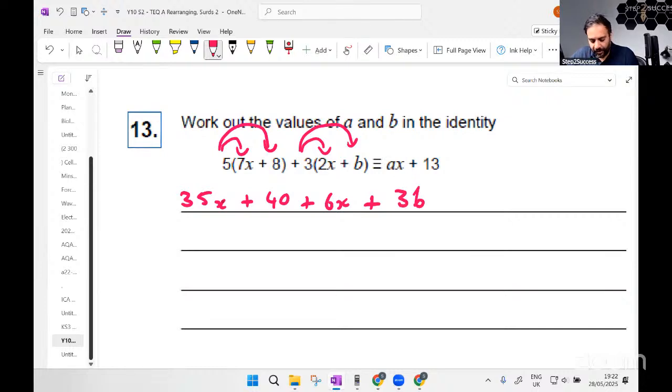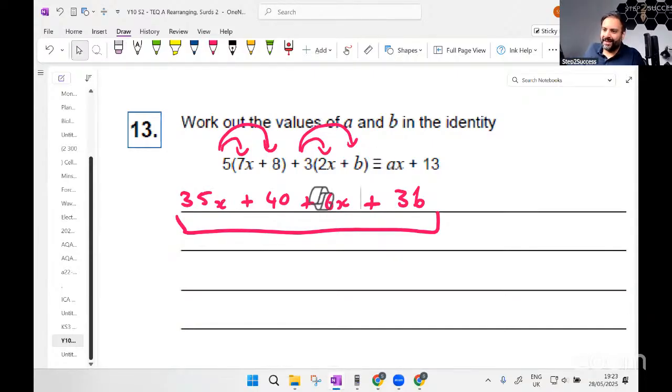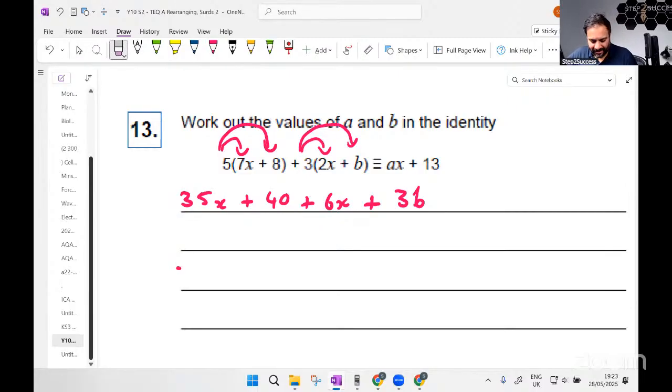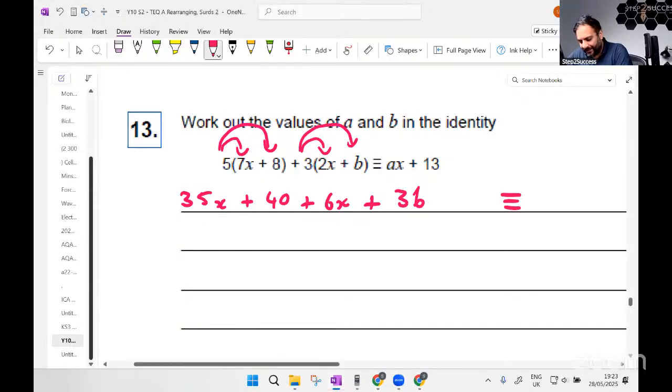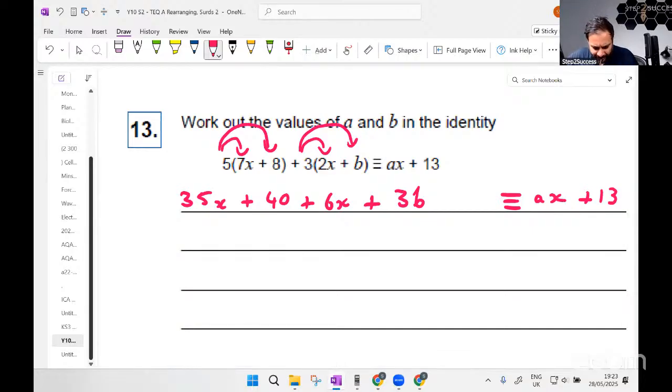Okay, what we're saying is that this is the same as these three lines here. You may not have come across them much, but it means identical to. These three lines mean that what's on the left-hand side is exactly the same as the right-hand side, which is essentially the same as an equal sign, but there are slight differences. So we're saying that this is exactly the same as something x plus 13. Let's add, that doesn't work, does it? 35 plus 6. Oh, no, it's fine. 35 plus 6 is 41. And then we've got 40 plus 3b.